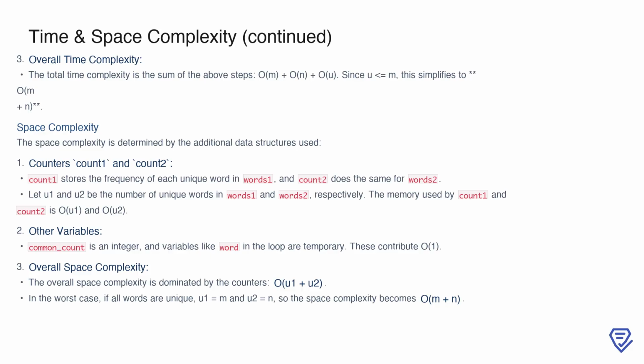Now, let's consider the space complexity. The main contributors to space usage are the count 1 and count 2 hash tables, which store the frequencies of unique words from words 1 and words 2. If there are u1 and u2 unique words in words 1 and words 2, the space required for these counters is O(u1) and O(u2). Additional variables, such as the integer common_count and the loop variable word, only require constant space. Therefore, the overall space complexity is dominated by the counters, resulting in O(u1 plus u2). In the worst case, where all words are unique, this becomes O(m plus n).